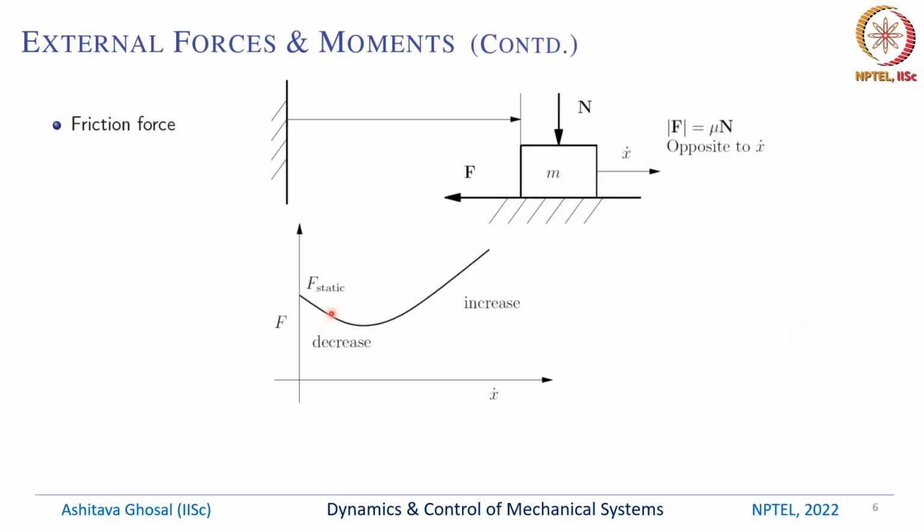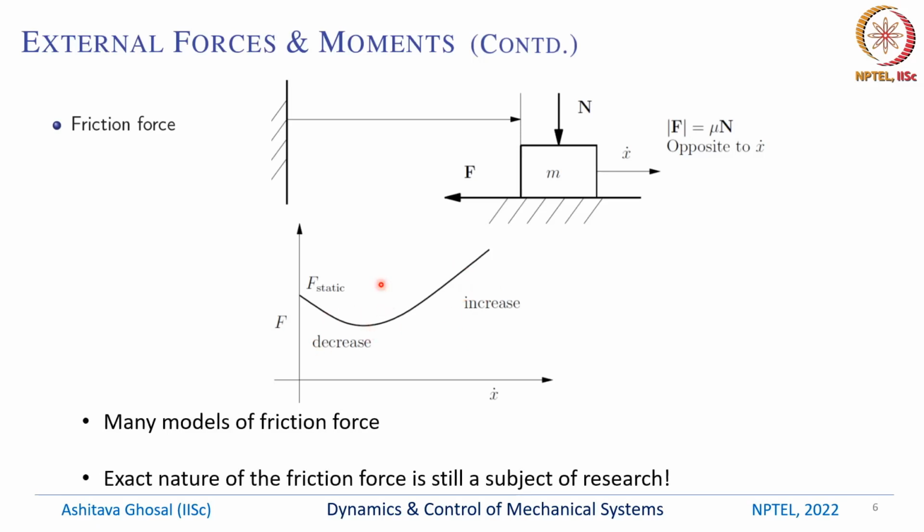And how does this friction force change with x dot? Typically it starts from some constant value. As soon as the mass starts moving, the friction force decreases, and then it starts to increase again, because then this part is dominated by velocity. Initially it is dominated by the static friction, and this is the dynamic friction.